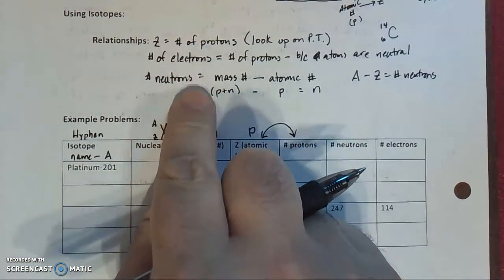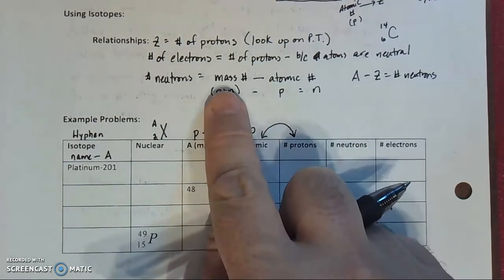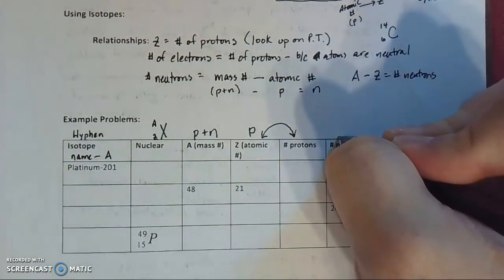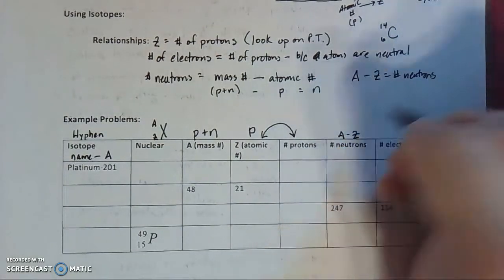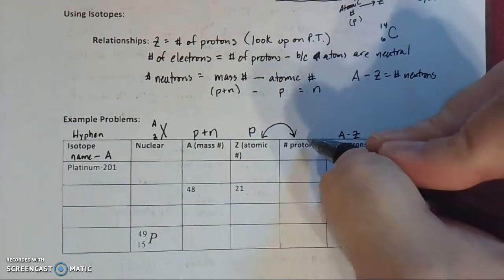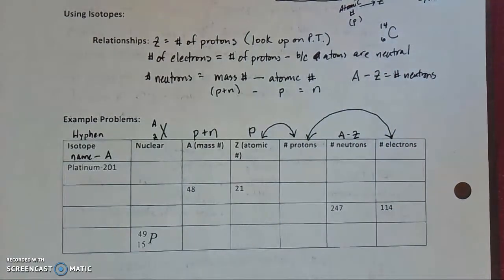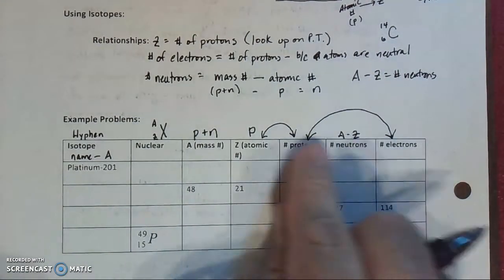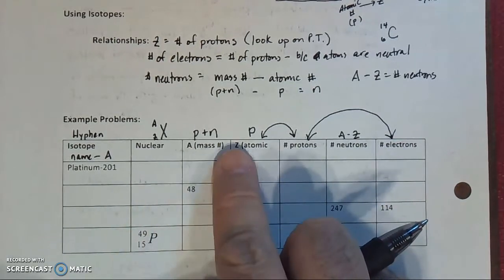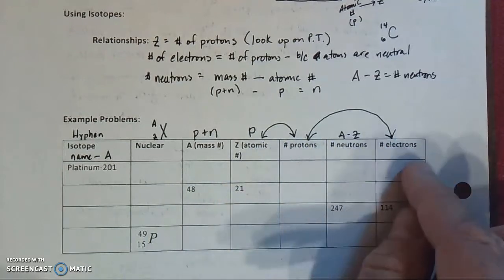And looking at our relationships that we wrote up here, the number of neutrons is the mass number minus the atomic number, or A minus Z. So we can write that here. And then the number of electrons is equal to the number of protons. So these two columns are going to be the same also. But again, these might not be in this particular order, so you can't always do that. You have to know what they mean in order to figure these out.